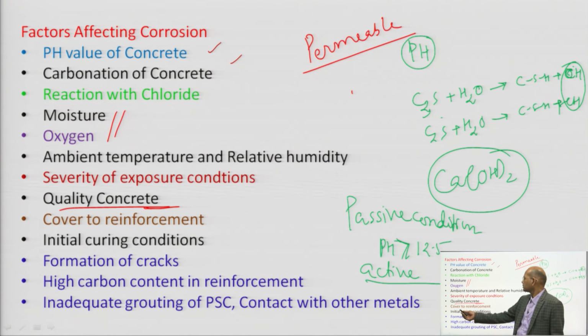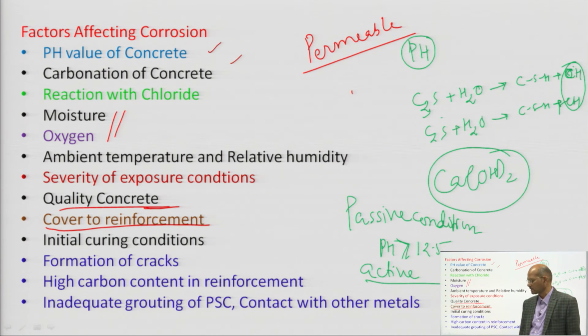Then we have cover to reinforcement. Cover to reinforcement is important, and the IS code gives different cover depths for different types of structure, depending on the exposure conditions. Suppose it is a mild exposure condition, so minimum cover should be 20 mm. Similarly, in an extreme condition we should have at least 75 mm cover, say if the soil is not good, aggressive soil is there. In that case you can give 75 mm minimum cover to the foundation.